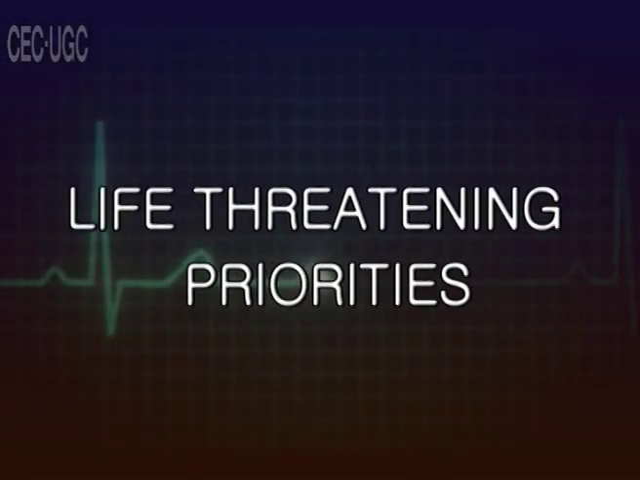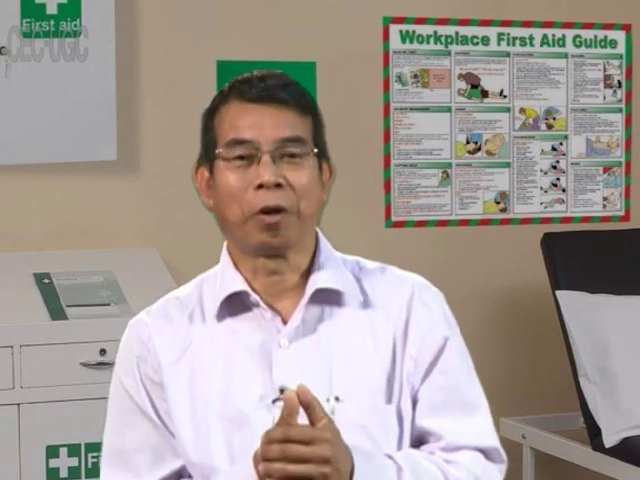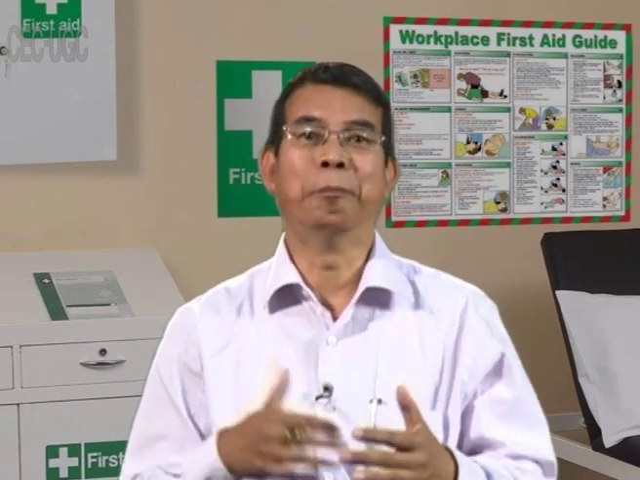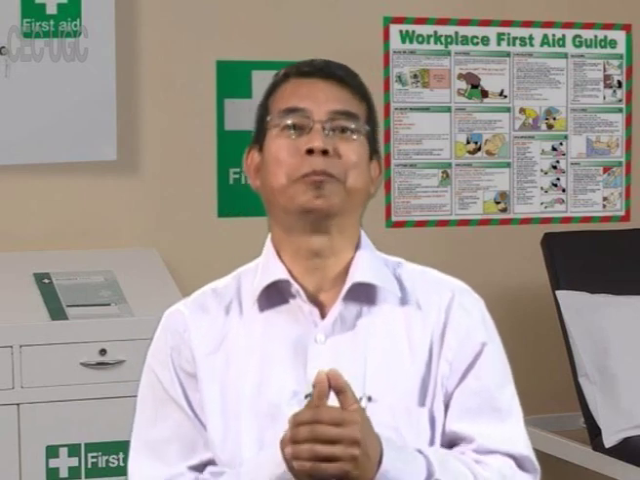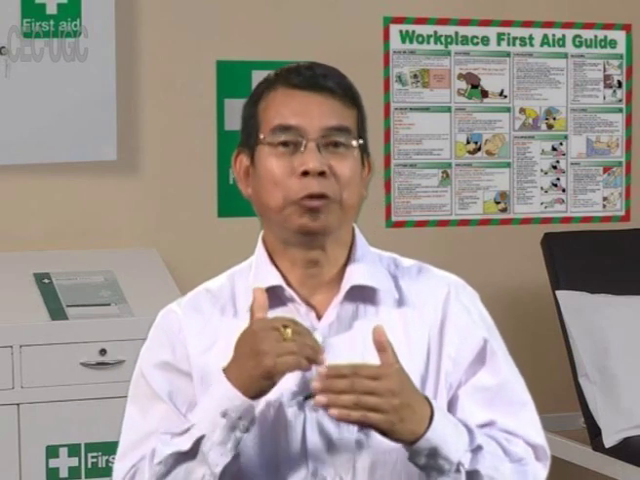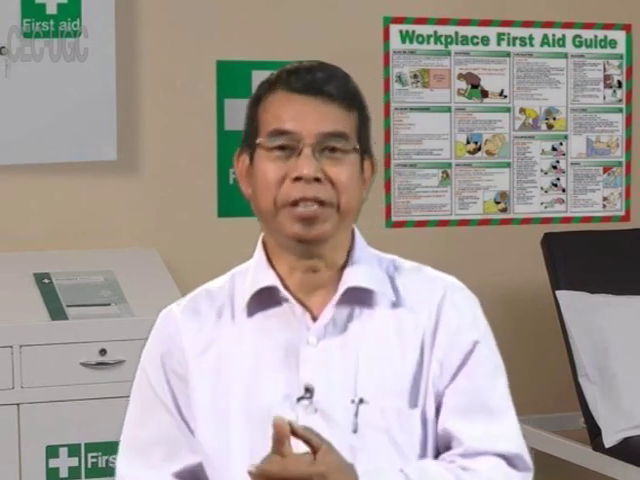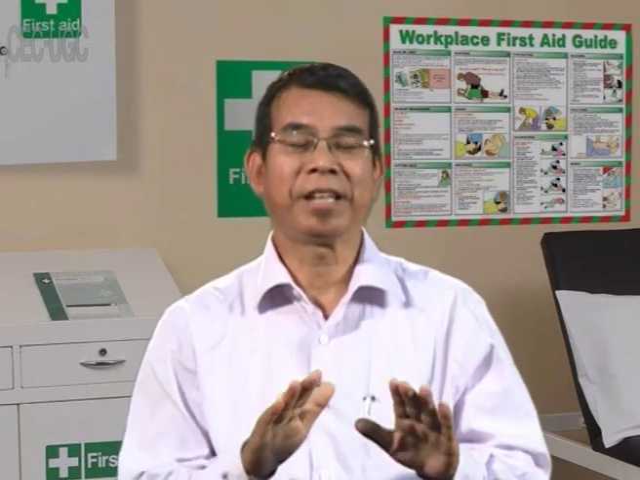Life-threatening priorities. The important organ of the human body, the brain, coordinates the different activities of the different parts of the body. For this, the brain needs oxygen, which is supplied through the process of respiration or breathing. The brain cannot function without oxygen for more than 3 minutes.